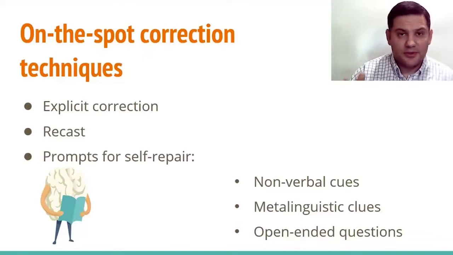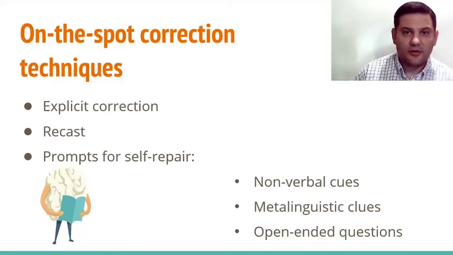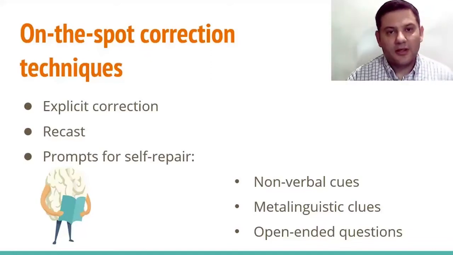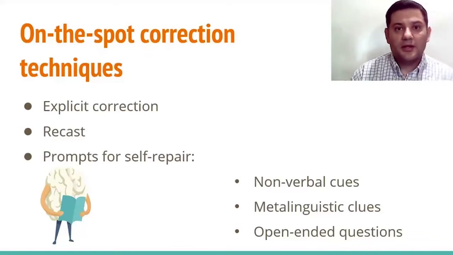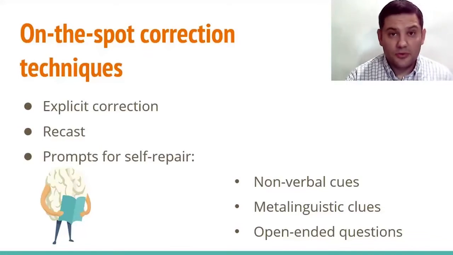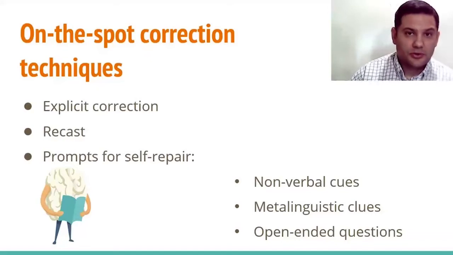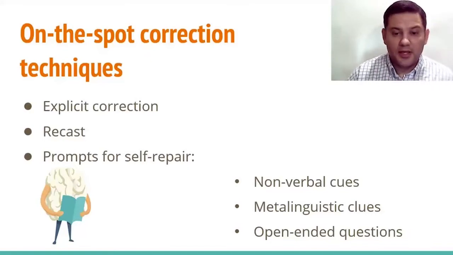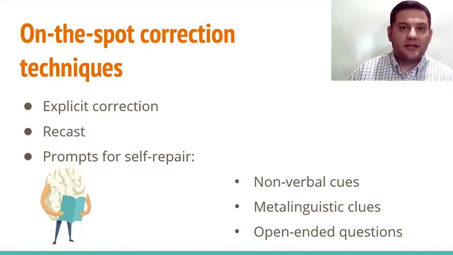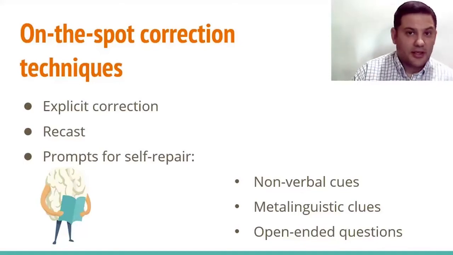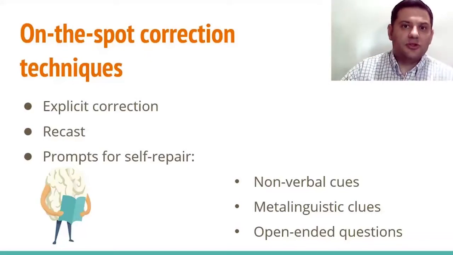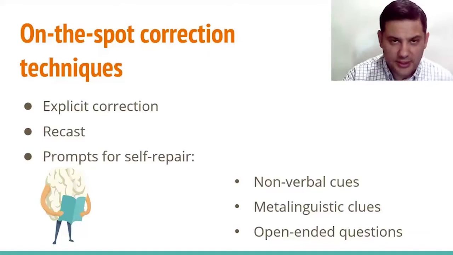The teacher in this technique just corrects an error as it happens. Recast: the teacher reformulates utterances and prompts for self-repair, which in turn include non-verbal cues. It could be hand gestures to signal the wrong tense. Metalinguistic clues: the teacher asks questions to indicate an error, or open-ended questions. In this case, the teacher asks general questions to check understanding.